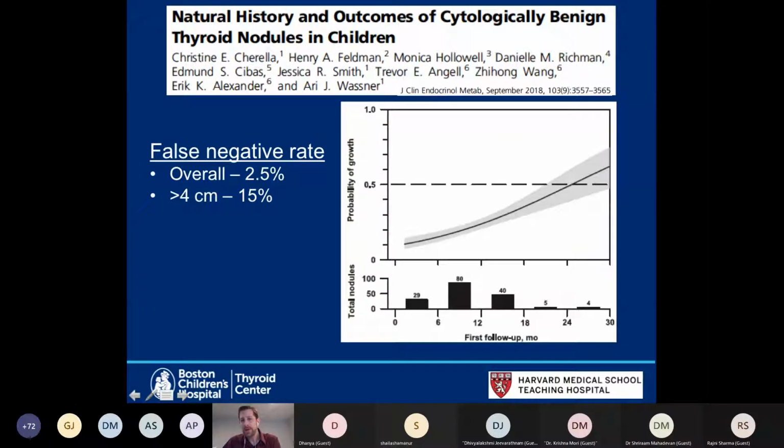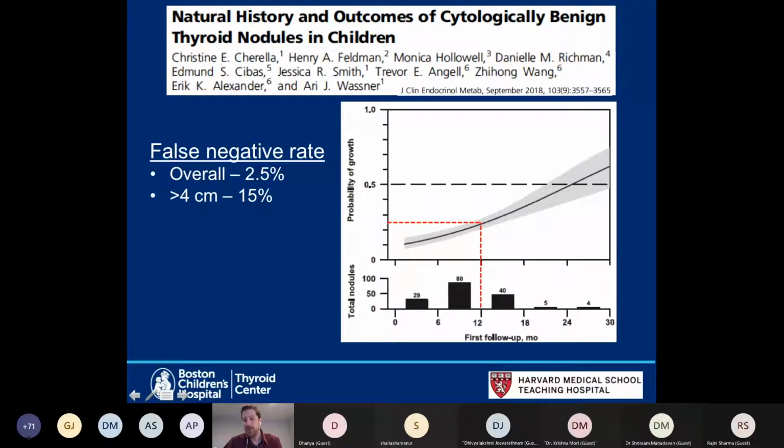In terms of when to follow up, if it's not large and doesn't need resection, these are data about how likely you are to see growth of a nodule at different intervals of follow-up. So it doesn't really make sense to repeat an ultrasound if you're unlikely to see any change that will affect management. And it turns out that at about 6 months of follow-up, the likelihood of seeing significant growth is around 10% or so. By a year, it goes up to about 25%, and by 2 years, it's about 50%.